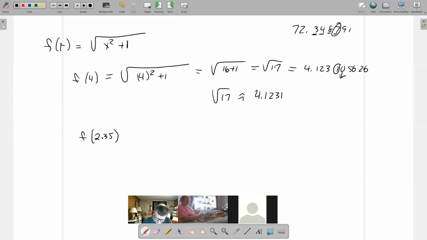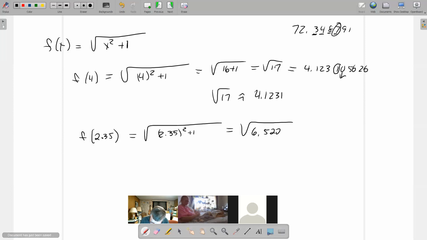All right. f of 2.35 is going to be the square root of 2.35 squared plus 1. And if I take 2.35 squared plus 1, I get 6.5225.